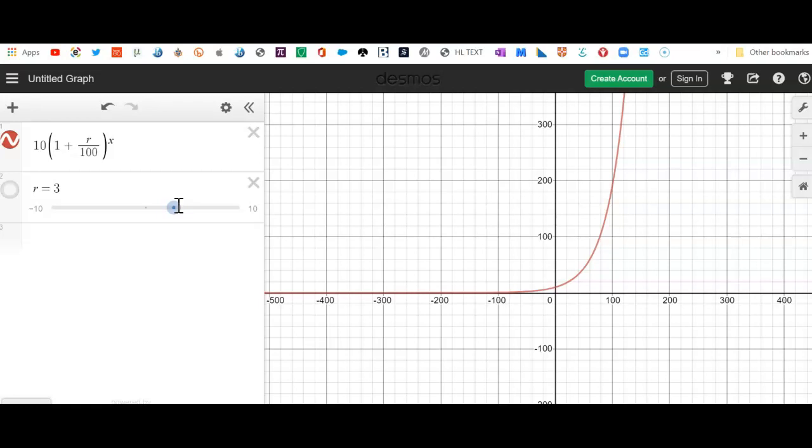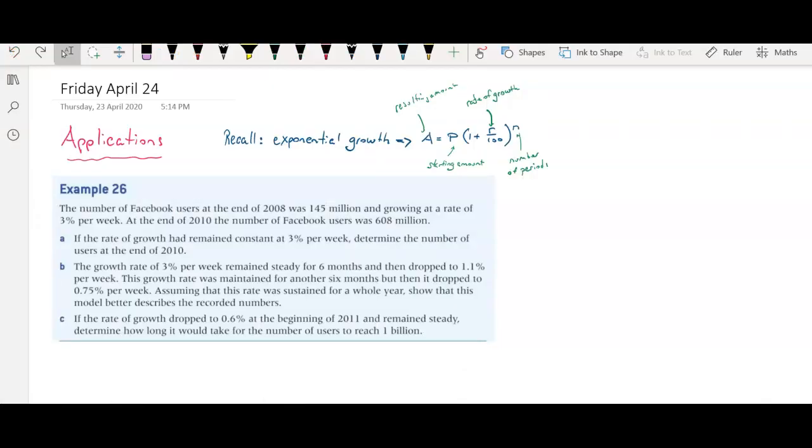There's the exponential growth graph, and we've been talking a little bit about such curves in the last few months. Okay, let's have a look at this example here. The number of Facebook users at the end of 2008 was 145 million. This is an example with some big numbers in it, growing at a rate of 3% per week. At that stage, the number of users was growing at a rate of 3% per week, right? So this N is a per week thing.